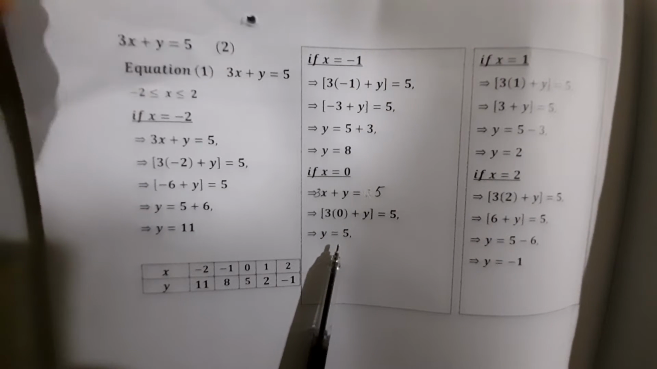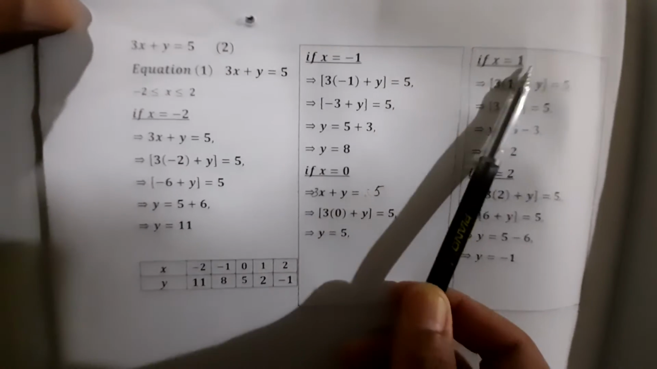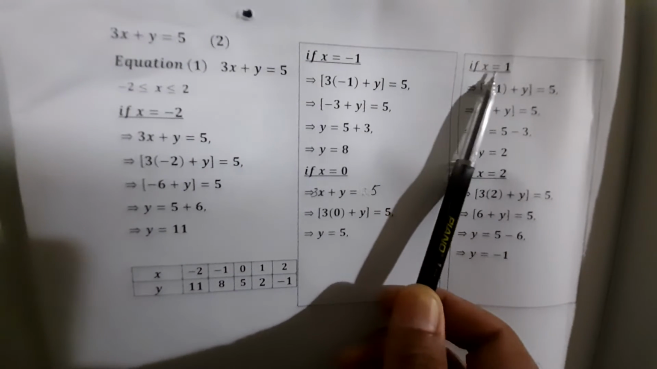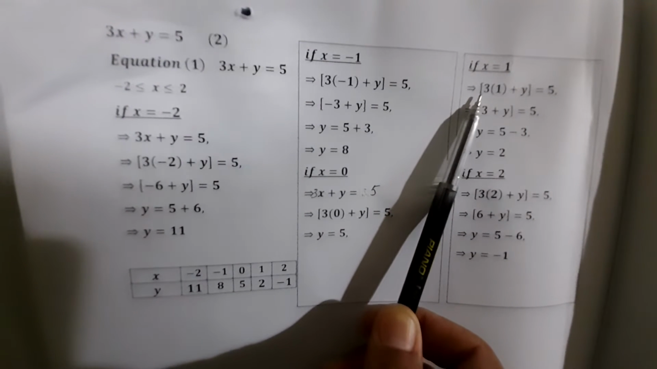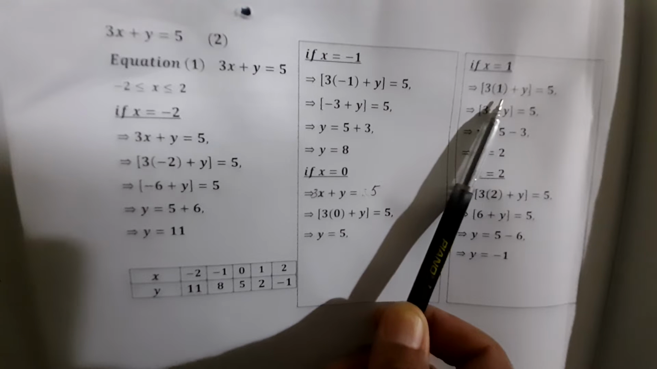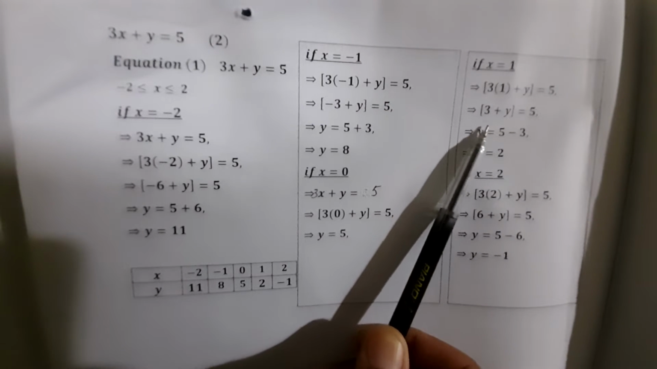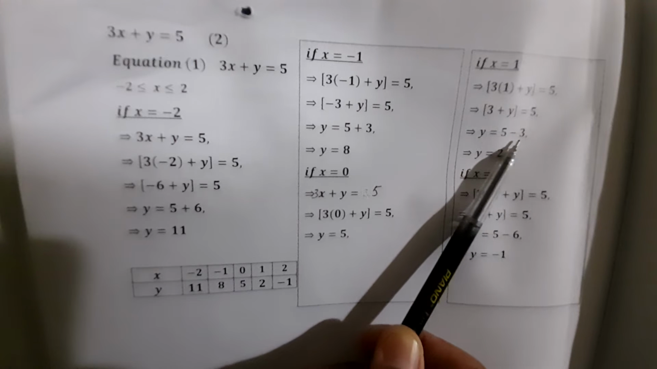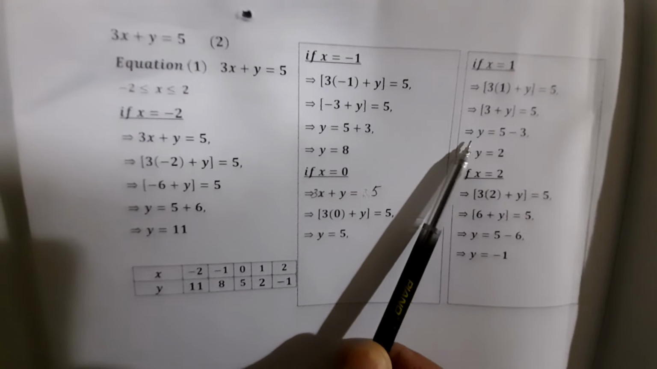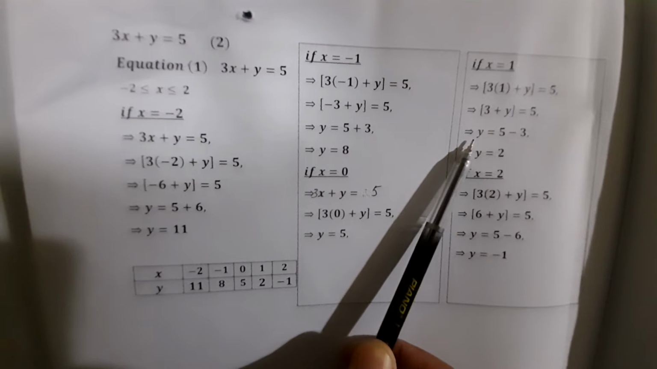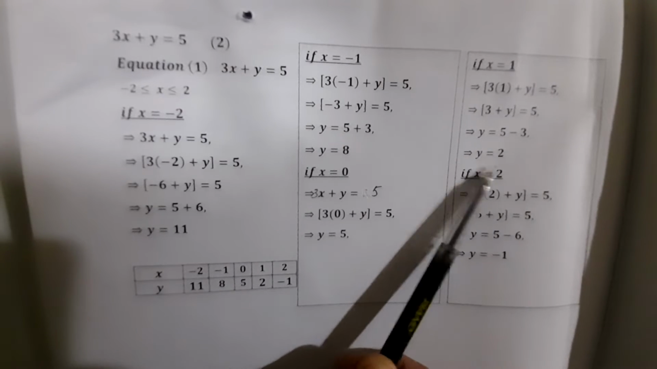So if x is equal to 1, so 3 multiplied by 1 is 3. So 3 plus y is equal to 5. It's positive 3. We'll be taking 3 on the right hand side of the equalizer. It will become negative. So the equation becomes y is equal to 5 minus 3. y is equal to 2.